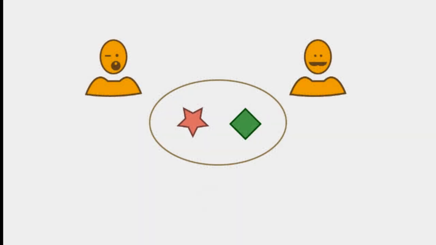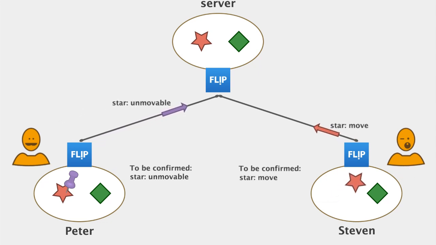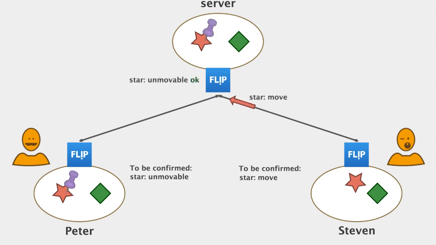Let's take, for example, a very simple application with a star and a square. Users can move them or make them unmovable. A conflict will happen, for example, if Peter makes the star unmovable, and almost at the same time, Stephen moves it. Unmovable transaction arrives first and is accepted by the server, whereas Stephen's move is refused.